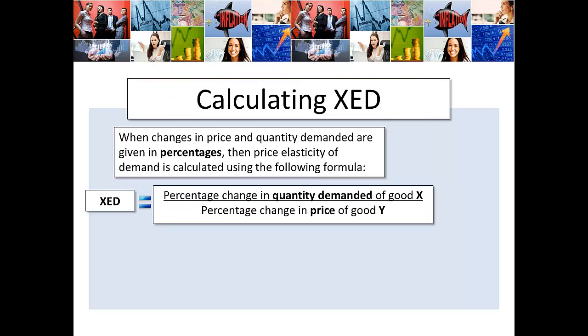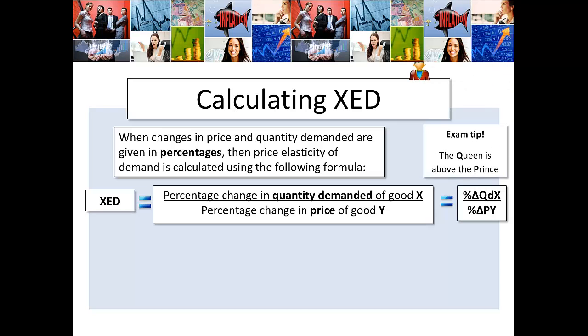Calculating our coefficient, it's pretty similar to what we did before. It's the percentage change in quantity demanded for good X over the percentage change in the price of good Y. And again, you can remember it's just Q divided by P. The Queen is above the Prince. Q above P.